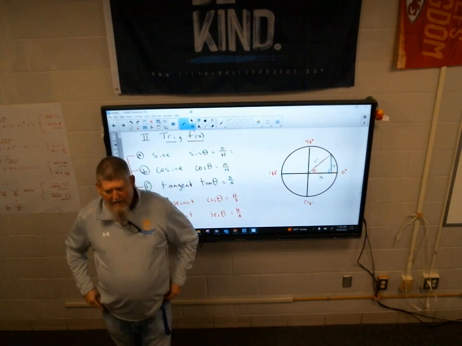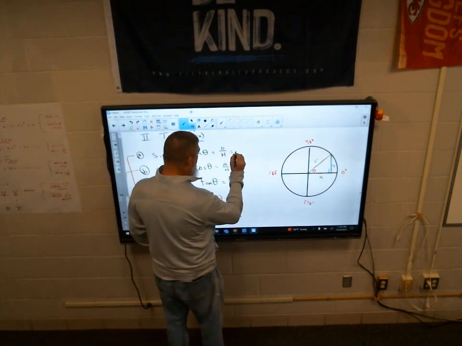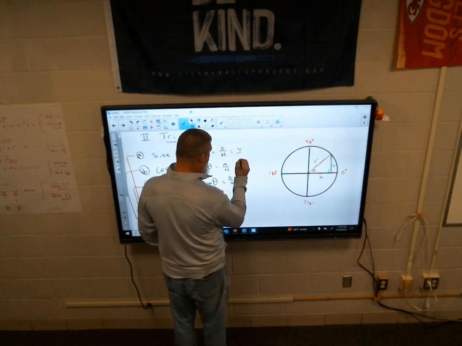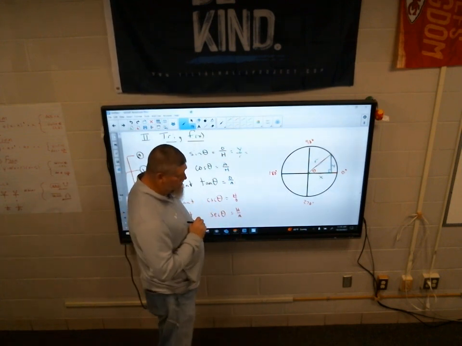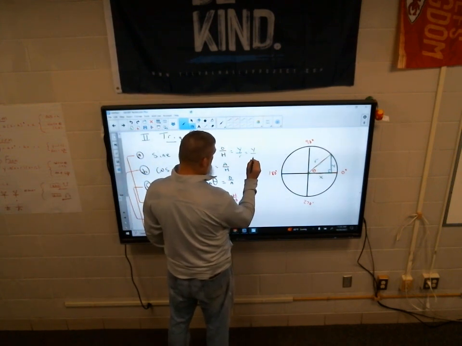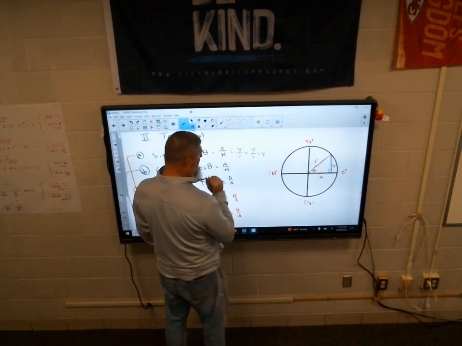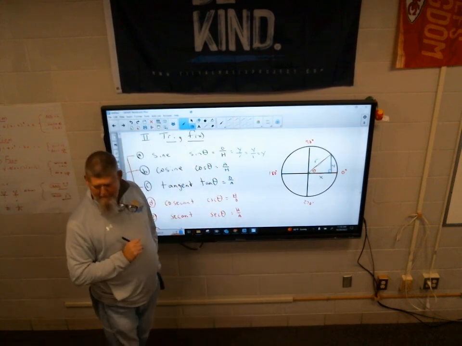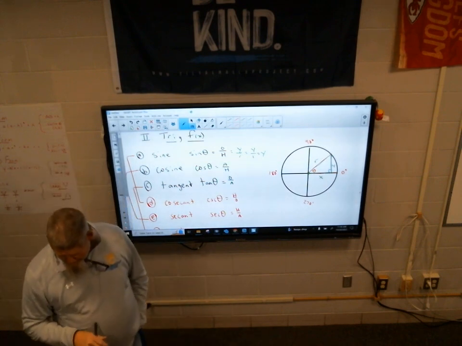What is that in terms of this particular triangle? Y over R. Opposite is y, hypotenuse is r, so y over r. Now, in a unit circle, we know that r is what? 1. So then the sine of theta is going to be the same thing as y.